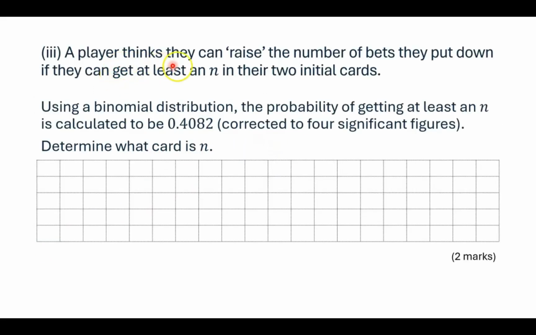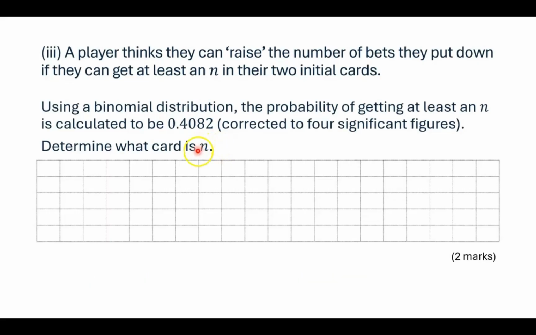Next, a player thinks they can raise the number of bets they put down if they can get at least an N in their 2 initial cards. So this person thinks that if they have some big cards in their hand initially, they can just put more money on the table. Using a binomial distribution, the probability of getting at least an N is calculated, obviously by the player, to be 0.4082, correct to 4 significant figures. Determine what card N is. So this question tells you it's a binomial distribution and also tells you the probability, but it doesn't tell you the p.